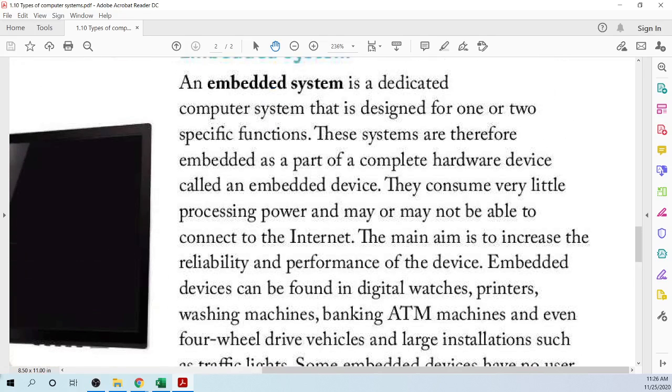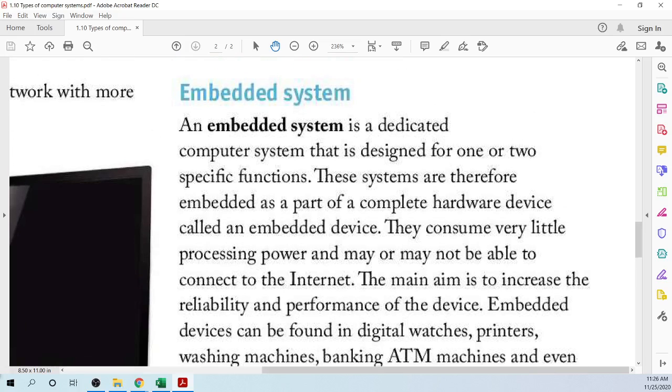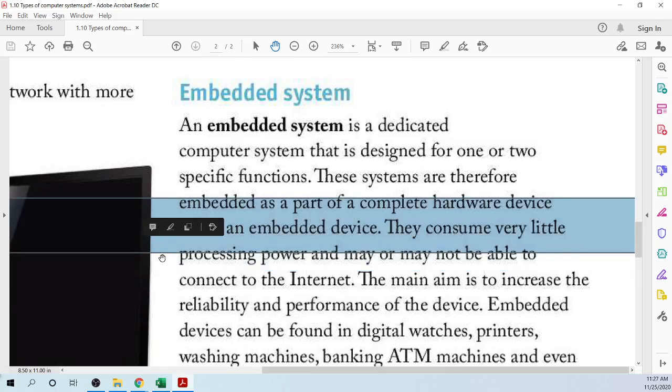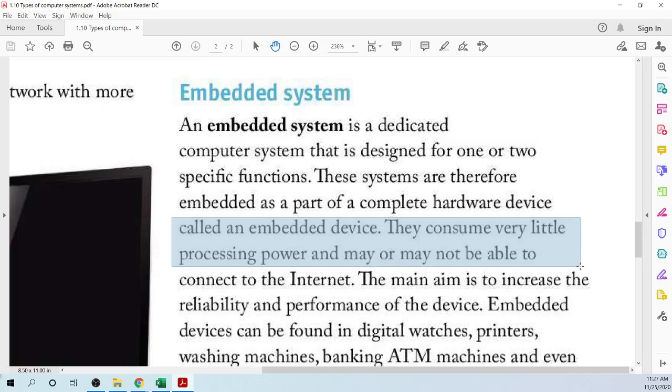So, embedded systems are designed for a specific task. Because they are only carrying out one or two or a few specific tasks, that means they consume very little processing power. So unlike your phone, your mobile devices or your desktop devices, they carry out much more processing as compared to an embedded system.